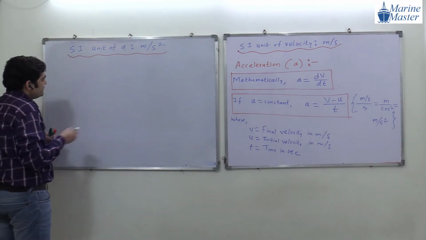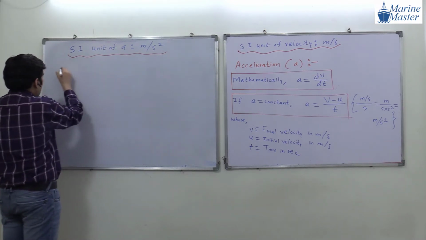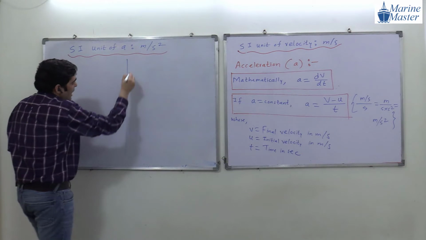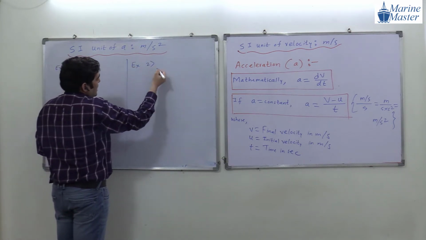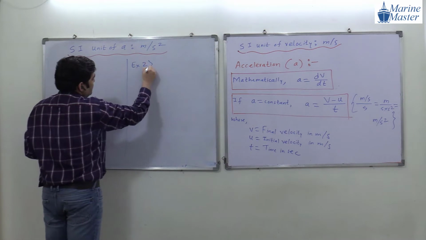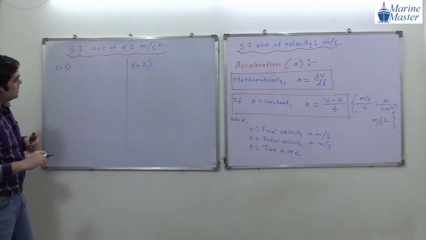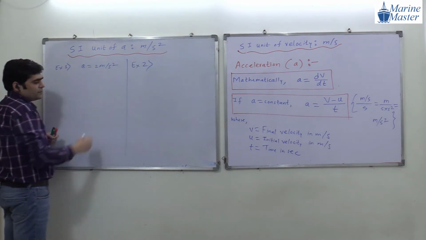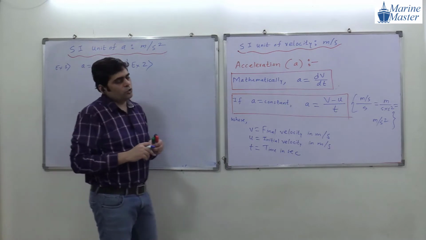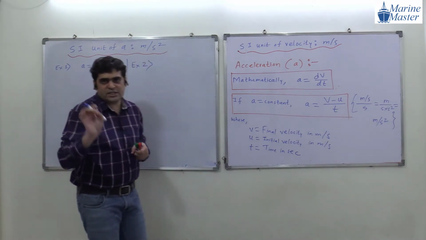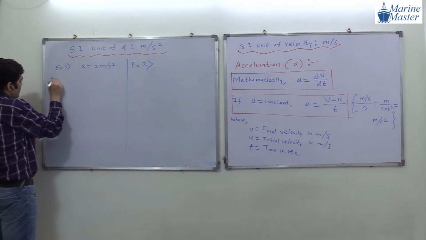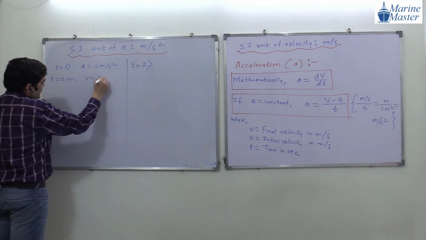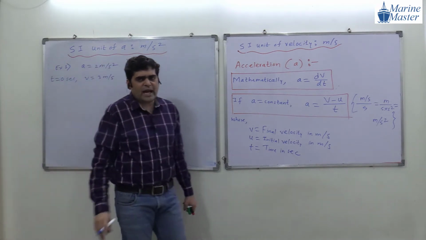Suppose I am going to take two examples with you guys. Example 1 first of all, and then example 2. Now suppose the acceleration here is 2 meter per second square. Suppose initially, when time is equal to 0 seconds, the velocity is 3 meter per second. Just imagine that. I am taking one example.